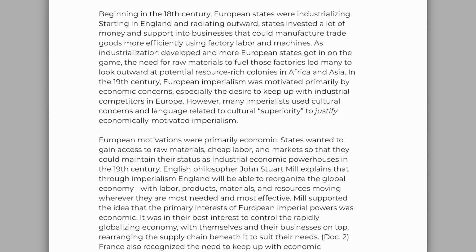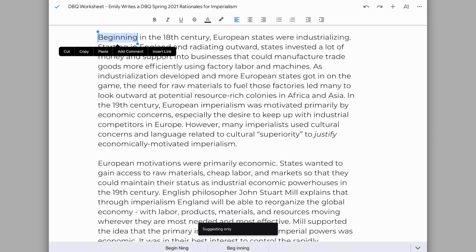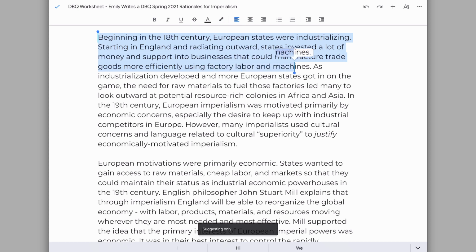So this is what Emily wrote. She says, beginning in the 18th century, European states were industrializing. Starting in England and radiating outward, states invested a lot of money. This looks like Emily is trying to go after, and I'm going to highlight it here, this looks like an attempt to earn the contextualization point. Industrialization, raw materials, factories, resource-rich colonies, Asia.